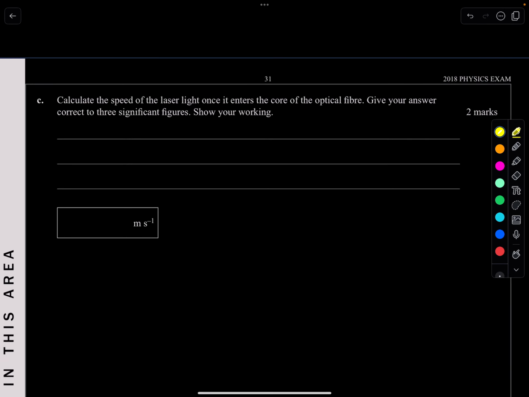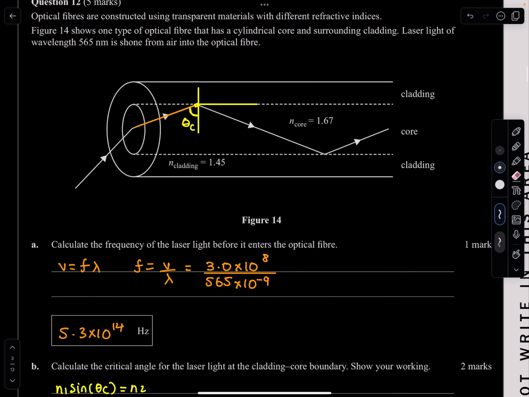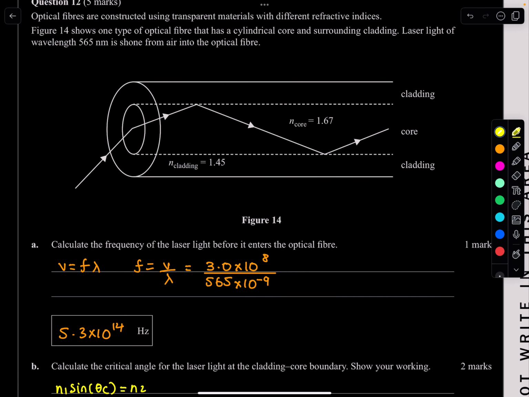Calculate the speed of the laser light once it enters the core of the optical fiber. Give your answer correct to 3 significant figures. So let's come back here and rub this out. We don't need this. So as it's coming from the air, and now it hits the core, what are we going to know? Well, of course, its speed is going to decrease because when it's going into the core, there's a high refractive index, so your velocity decreases.